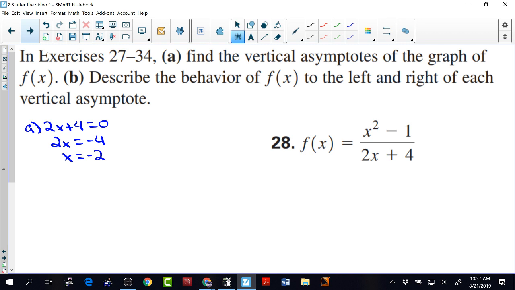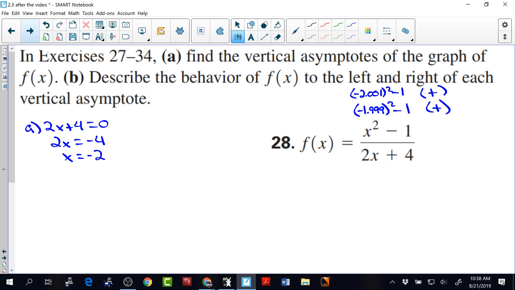So here's what we're going to do. What if we had something really close to negative 2, but on the right side? So negative 1.999 squared minus 1. Would that be a positive value or a negative value? What do you guys think? Positive. What about negative 2.001 squared minus 1? That's going to be, what do you think? Also positive. So the numerator around negative 2 will not affect the answer because it's just going to be positive.